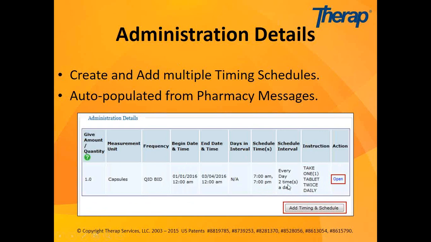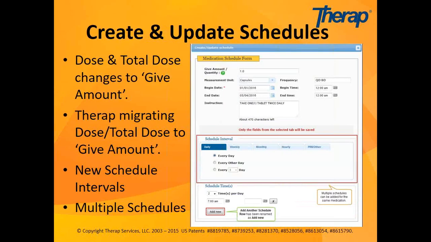And then in the PM, they're given an extra half pill or something. You can create another timing schedule for that if this med is being given in the quantity of half pills. You can create multiple schedules like that. There's a lot of flexibility with these schedules, actually.